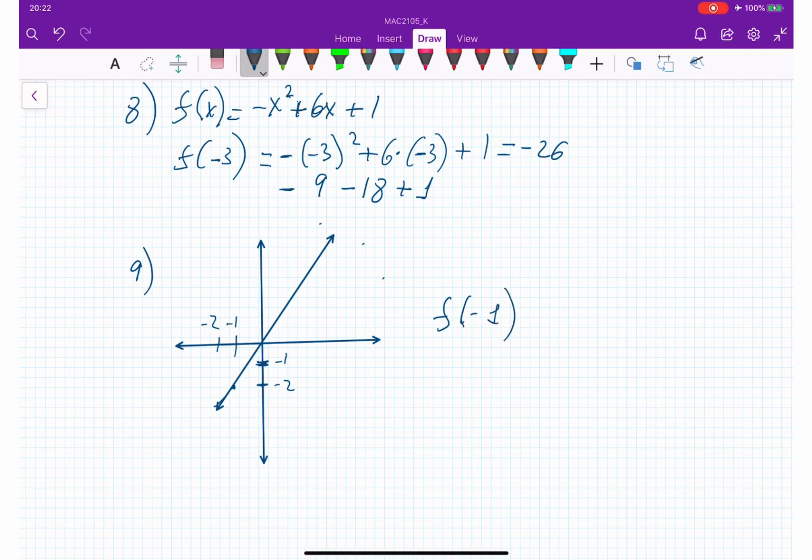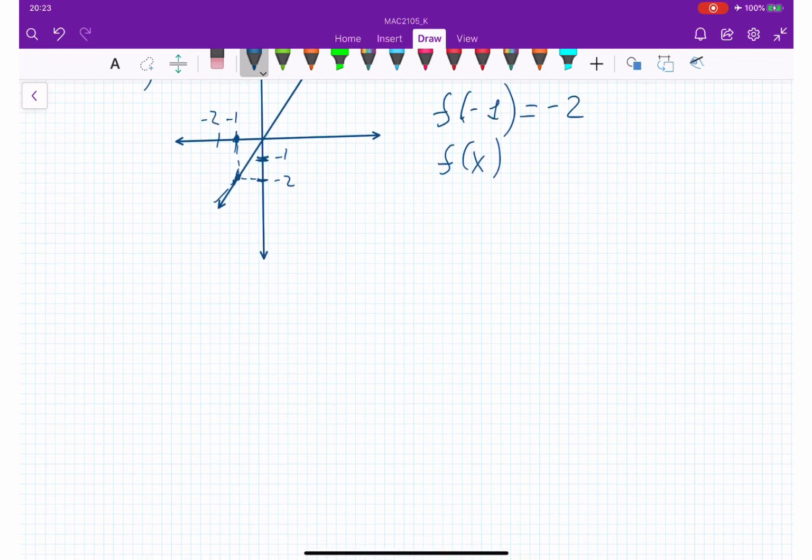So when we say f of negative 1, it's the same as f of x, which means x is equal to negative 1. Here is my negative 1. I'm going down. Okay, one second. So if I go down, it's going to be negative 2, right? Negative 1 is my x, then y will be negative 2 on the graph. Okay? All right.